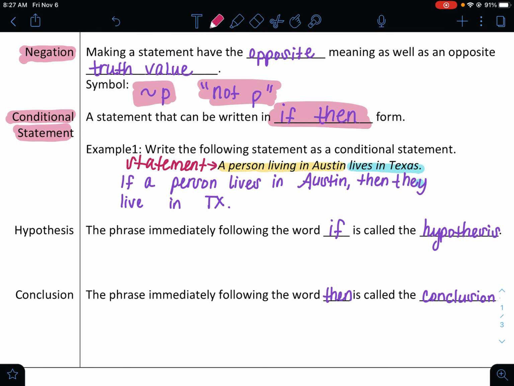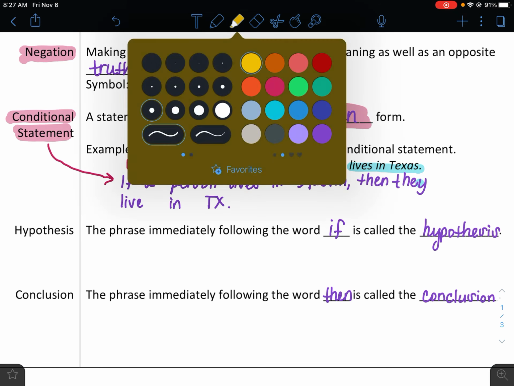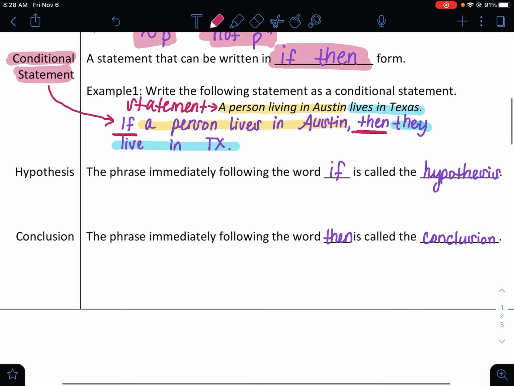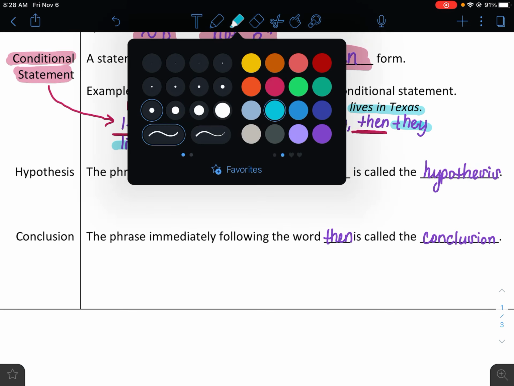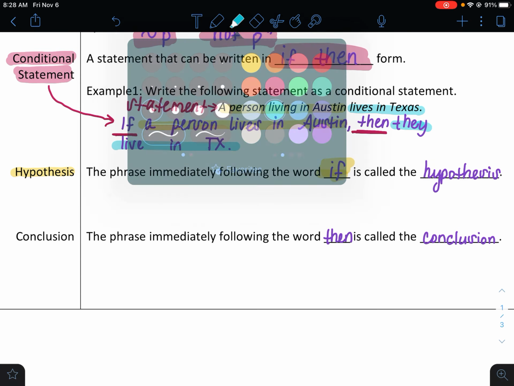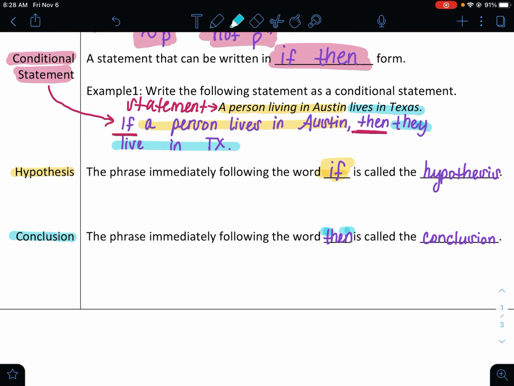Now, if we change it to a conditional statement, it says if a person lives in Austin, then they live in Texas. So again, we have the if and we have then. The part that comes after the word if is the hypothesis, and the conclusion comes after then.